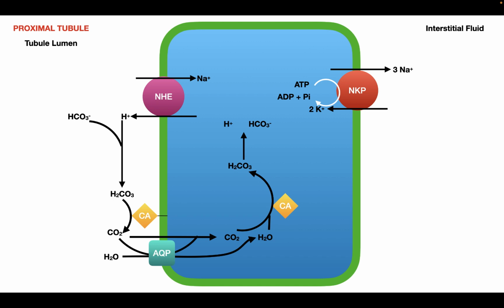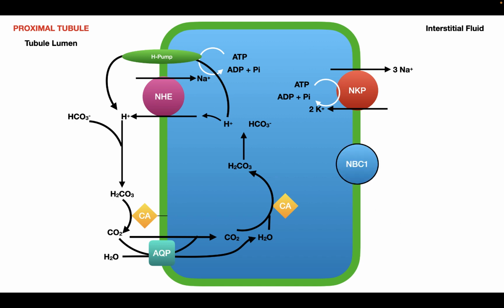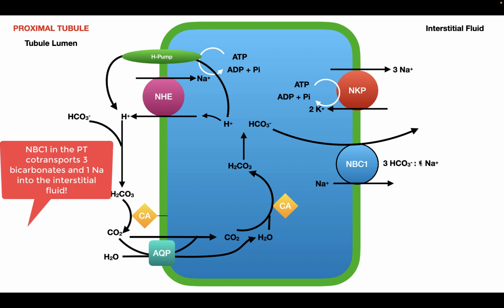The hydronium ions can be recycled back into the tubule lumen through the action of the sodium-hydrogen exchanger, or they can go through the proton pump and be pumped out into the tubule lumen by using the energy released by ATP hydrolysis. So the bicarbonate will then move into the interstitial fluid primarily through the sodium bicarbonate cotransporter. Now the sodium bicarbonate cotransporter co-transports 3 bicarbonates and 1 sodium into the interstitial fluid. So it keeps this ratio here.